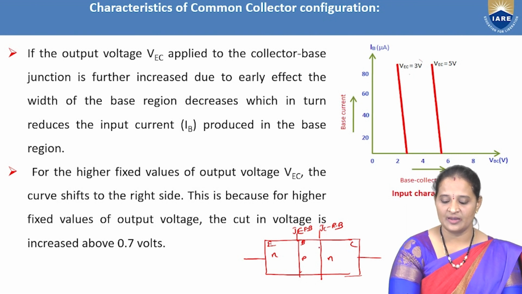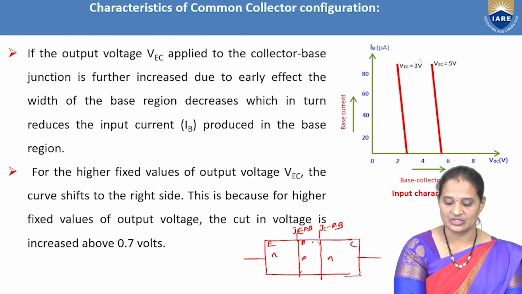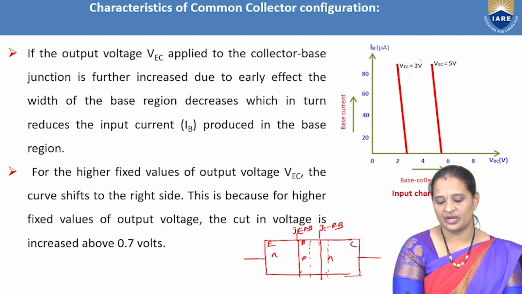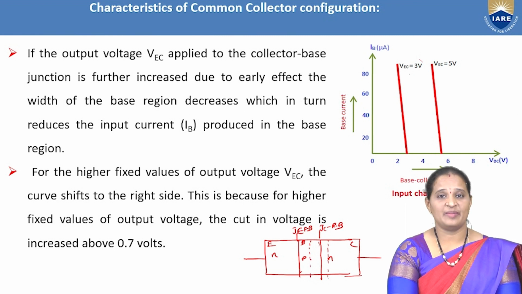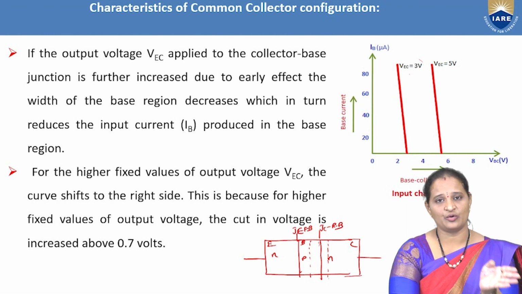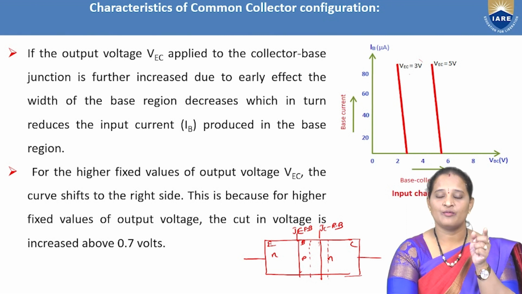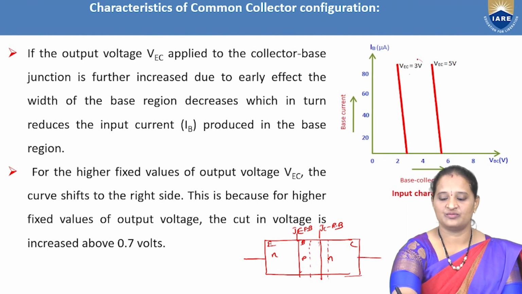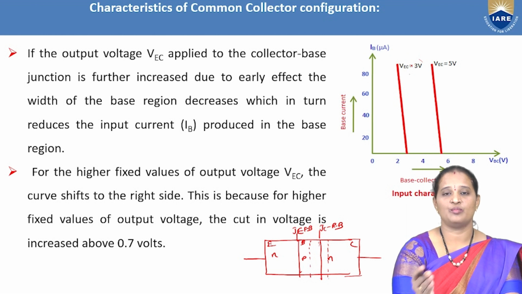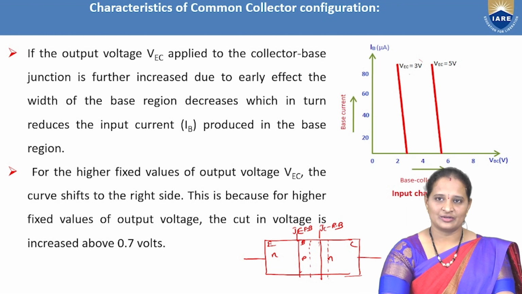If I increase VEC, the reverse voltage at the collector junction will also increase, due to which the depletion region will penetrate more into the base region, less into the collector region, because the base is lightly doped, and hence the width of the depletion region in the lightly doped semiconducting material will be very high. So whenever we increase VEC, there will be more depletion region penetration into the base when compared to the collector region.